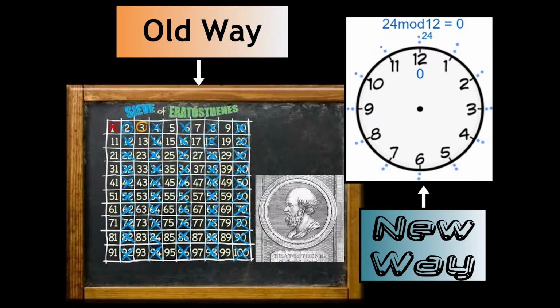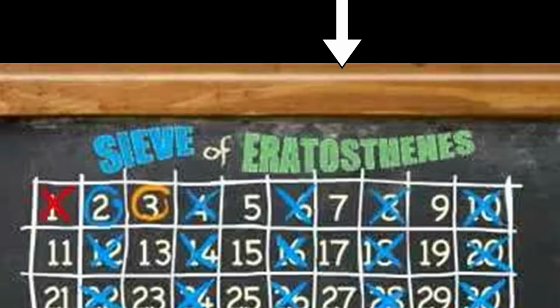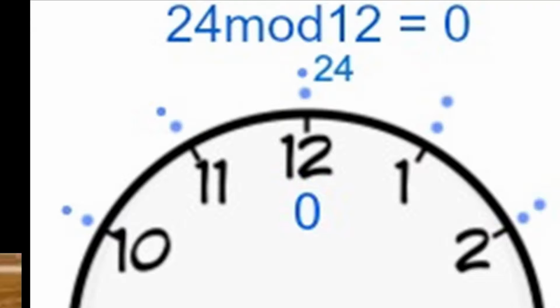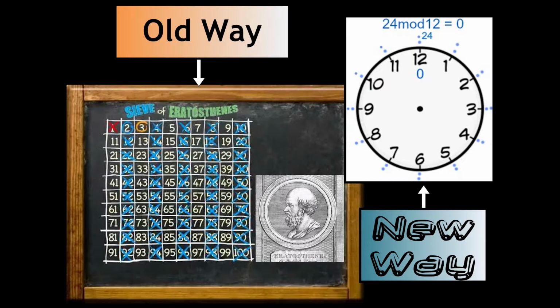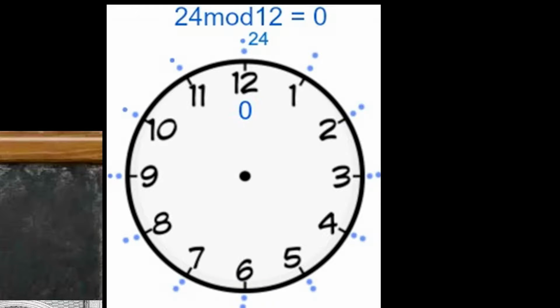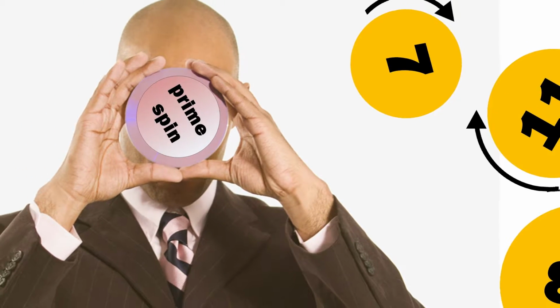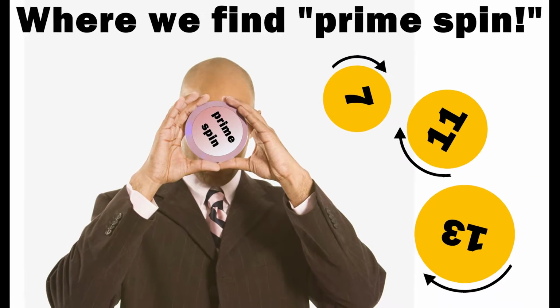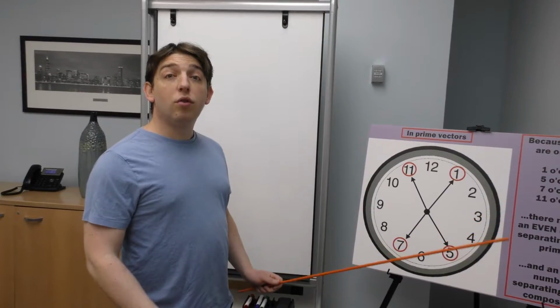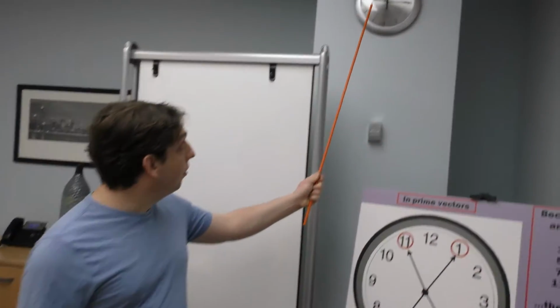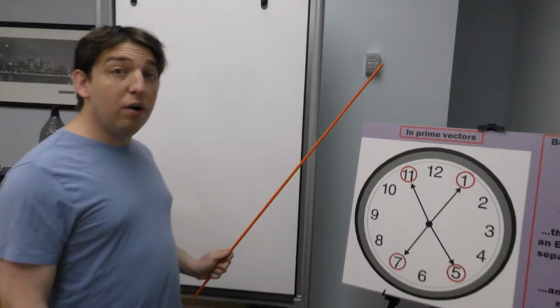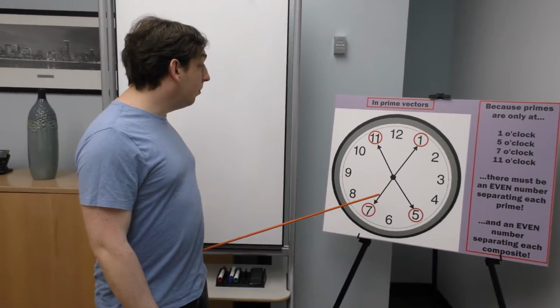The old way is the sieve of Eratosthenes. The new way is modular arithmetic, aka clock math, where we find prime spin. So we're going to do clock math, and we're going to put it on our poster.